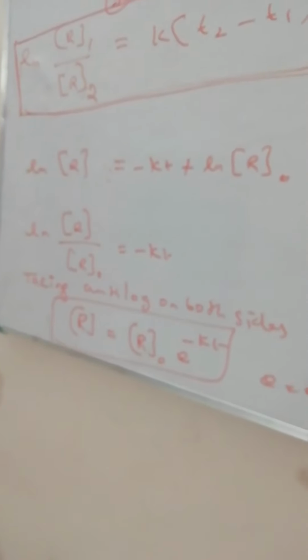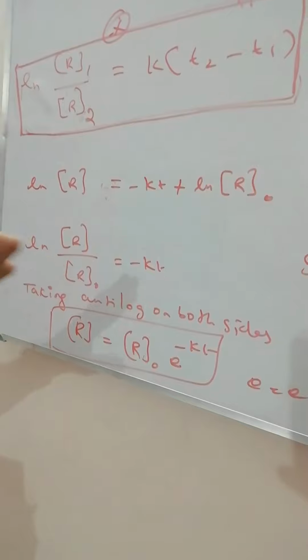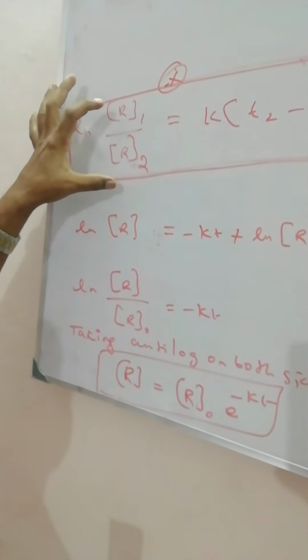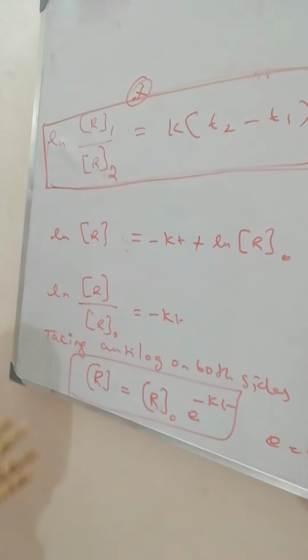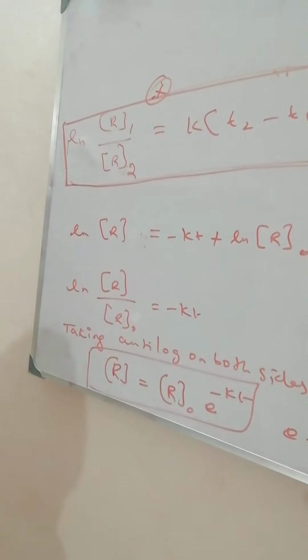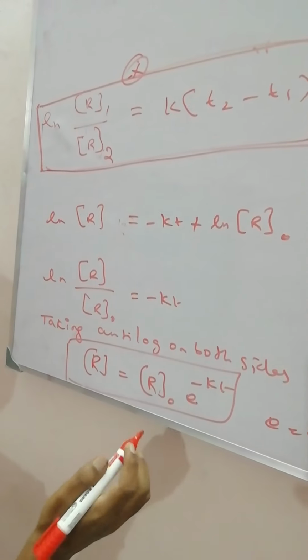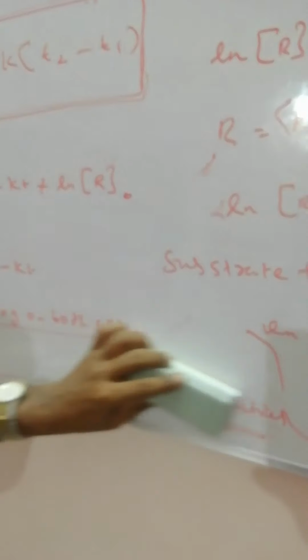Two important things. First one is the rate equation for the k value at one concentration. Second one is for two different concentrations in a time interval. And to remove the natural logarithm, we have to take antilog on both sides. Natural logarithm is removed, and on the other side exponential is introduced.